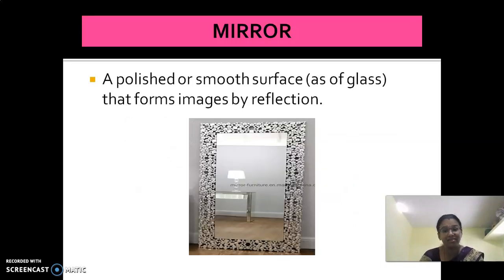Next thing is mirror. So what is a mirror? A smooth polished surface. I have given you this question. Few of you have written correctly but few made a mistake. I'll tell you, just correct it, okay? A polished or smooth surface of glass that forms images by reflection. So you all have written what is meant by mirror. That is the correct answer, okay?